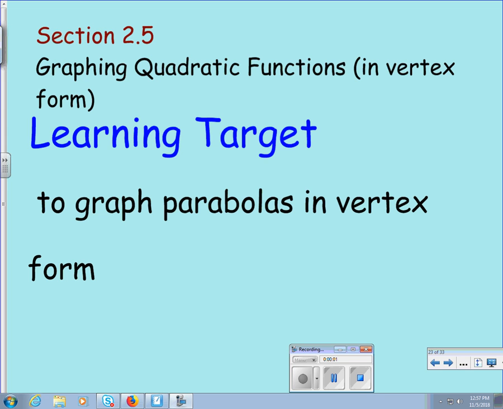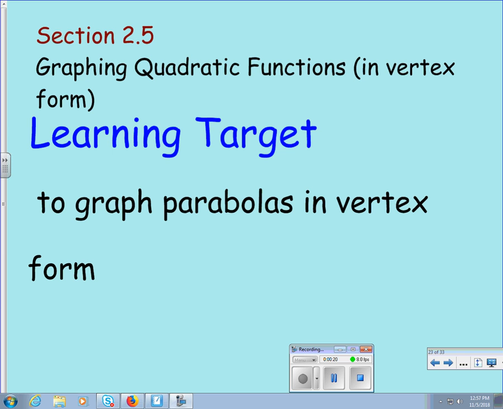Hi everyone, here is the next in the podcast talking about section 2.5, which is graphing quadratics in vertex form. If you remember back from Algebra 1, we learned about graphing quadratics and graphing parabolas in what we call standard form. And we will come back to standard form later on when we get to the quadratic chapter.